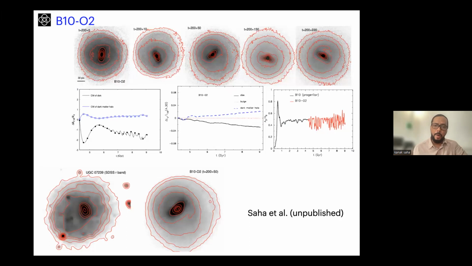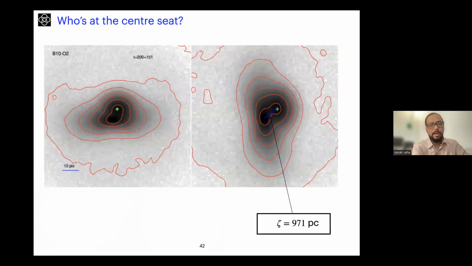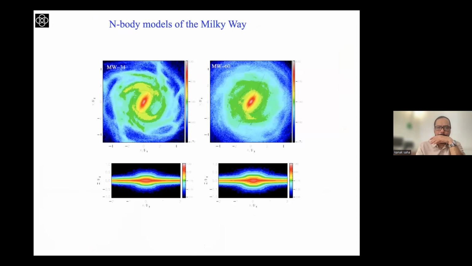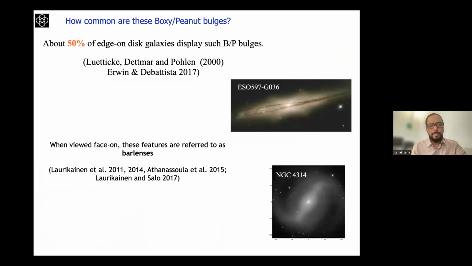And you can see here there's a bar and the bulge. There seems to be a separation between the center of the bar and the center of the bulge. So there's a compromise here. So who is at the center? With this, I think I'm close to the end of my talk.